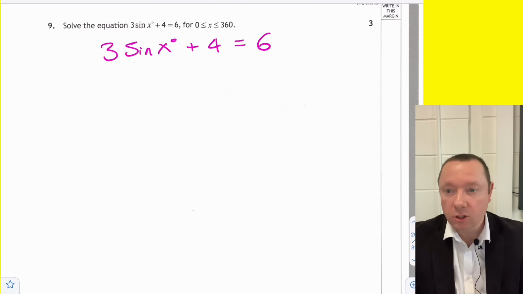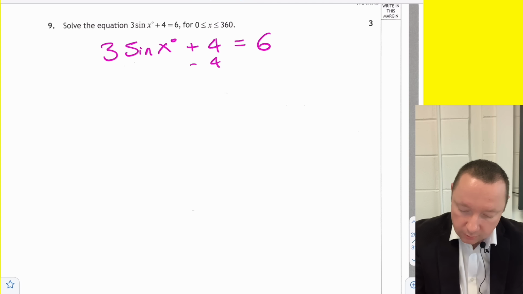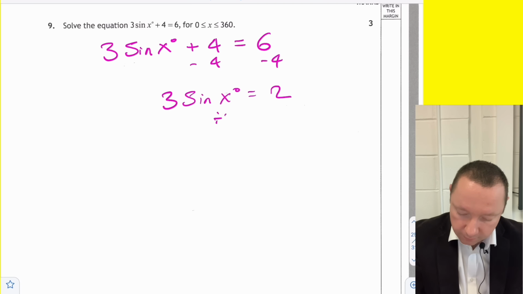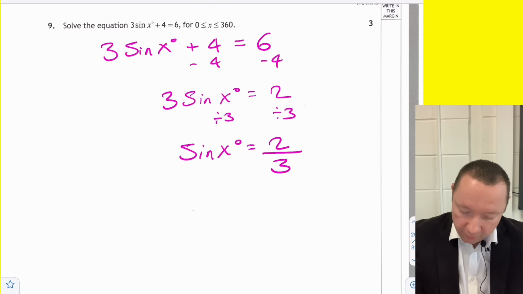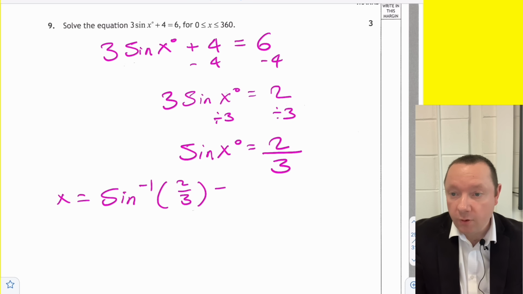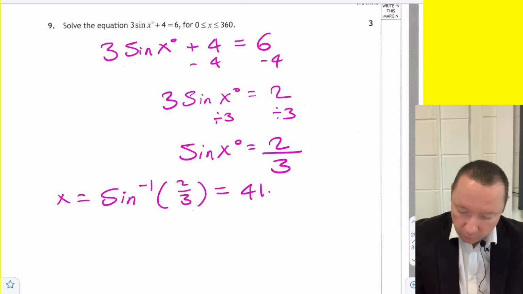So the first thing I'll do is take 4 off of both sides to get 3 sine x equals 2, divide by 3 to get sine x equals, well, 2/3. So we can use our inverse sine button in the calculator of 2/3. And if you do that, you get an answer of about 41.8 degrees.